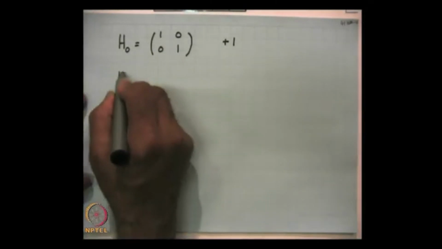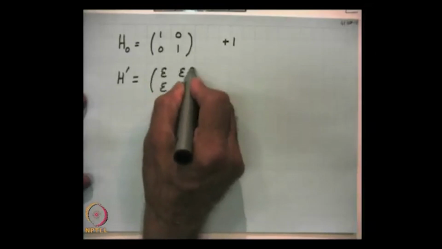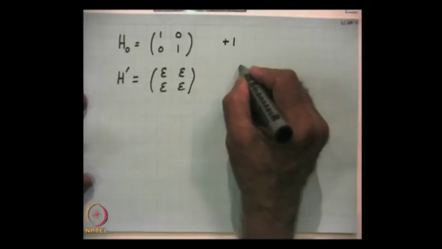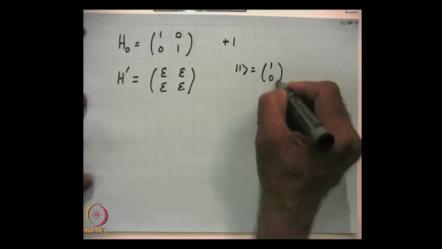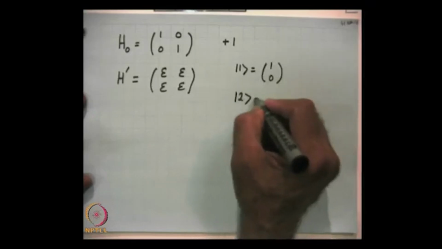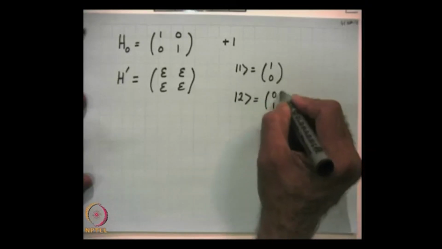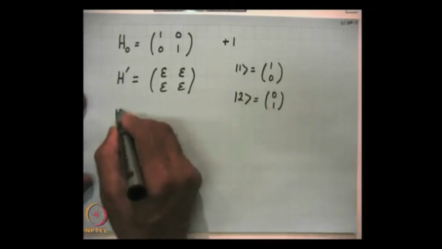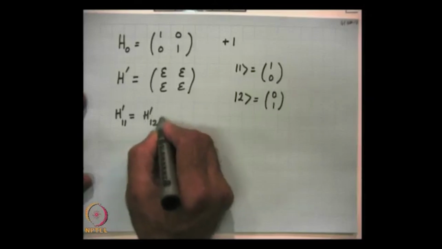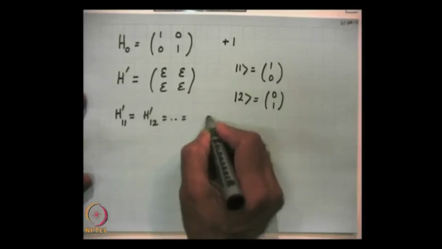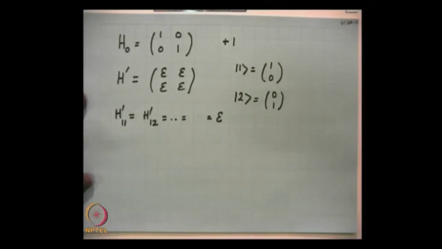And then we said let this perturbation be a very simple perturbation, epsilon epsilon epsilon epsilon, and we chose the base states as ket 1 equal to 1 0 and ket 2 equal to 0 1. So all the matrix elements H prime 1 1, H prime 1 2, H prime 2 1, H prime 2 2 are equal to epsilon.